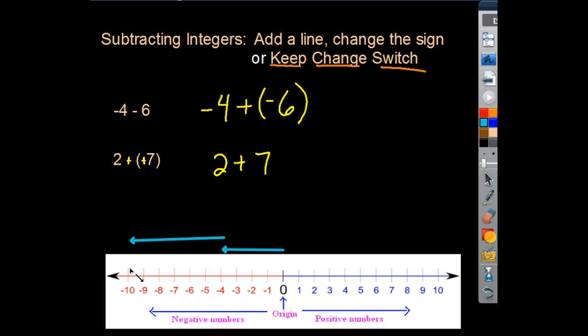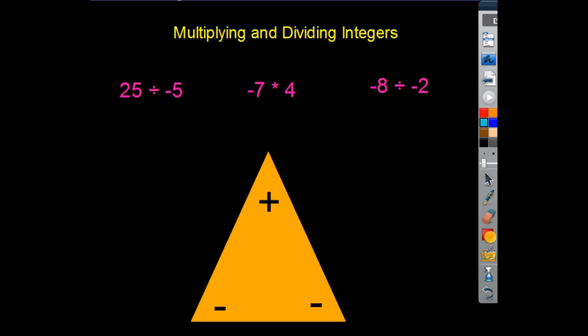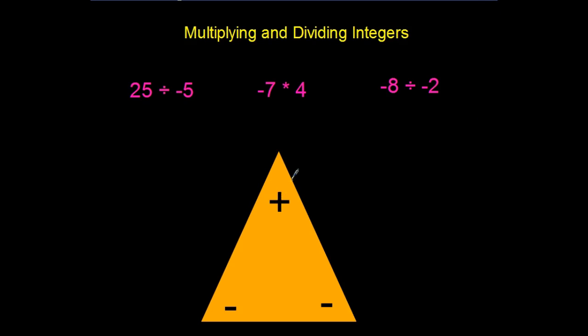And the last thing we're going to look at is multiplying and dividing integers. Down here I've got the mystic triangle, and we're going to see how this applies to multiplying and dividing integers. We're multiplying and dividing just like we always have. We're doing 25 divided by 5. In this case it is a -5, but 25 divided by 5, I know that if I count 5, 10, 15, 20, 25, that 5 will go into this 25 5 times. So my answer is 5.